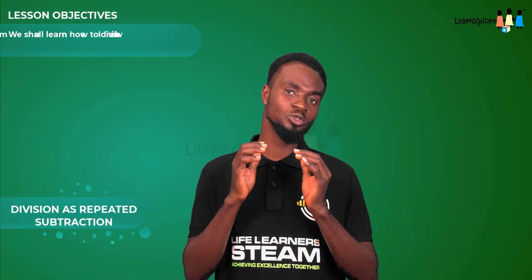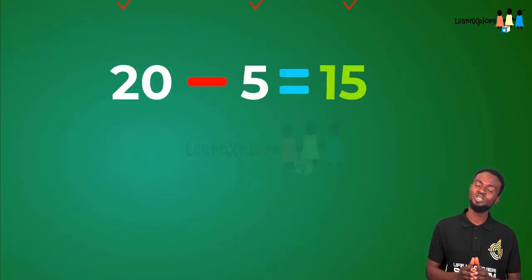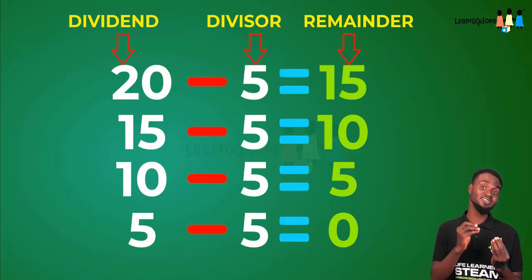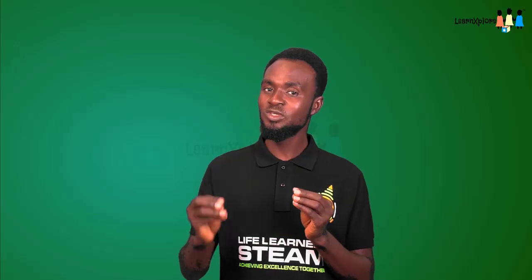So when you want to solve division as repeated subtraction, what you do is you subtract the divisor from the dividend until the remainder is 0. What does that mean? You have a number you want to divide, then you keep using the divisor to subtract from the dividend until you get 0. Let's do some examples to understand this concept.